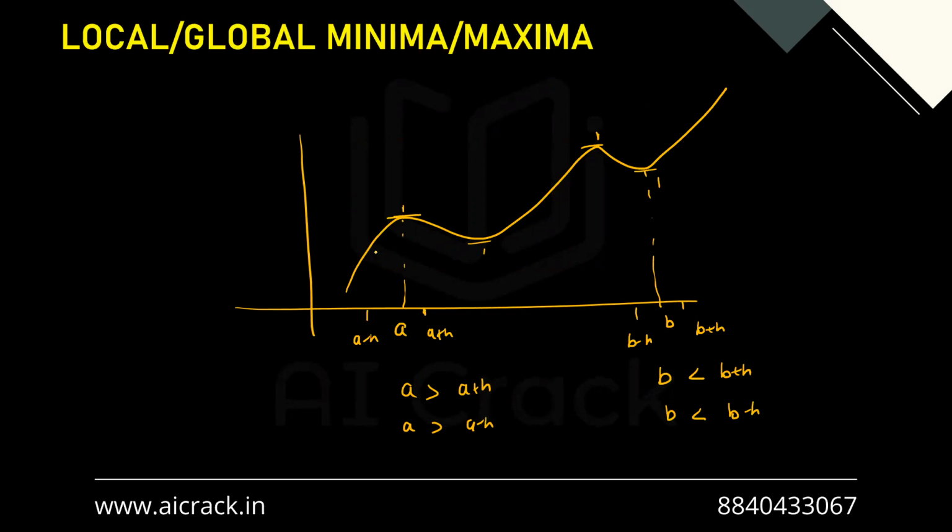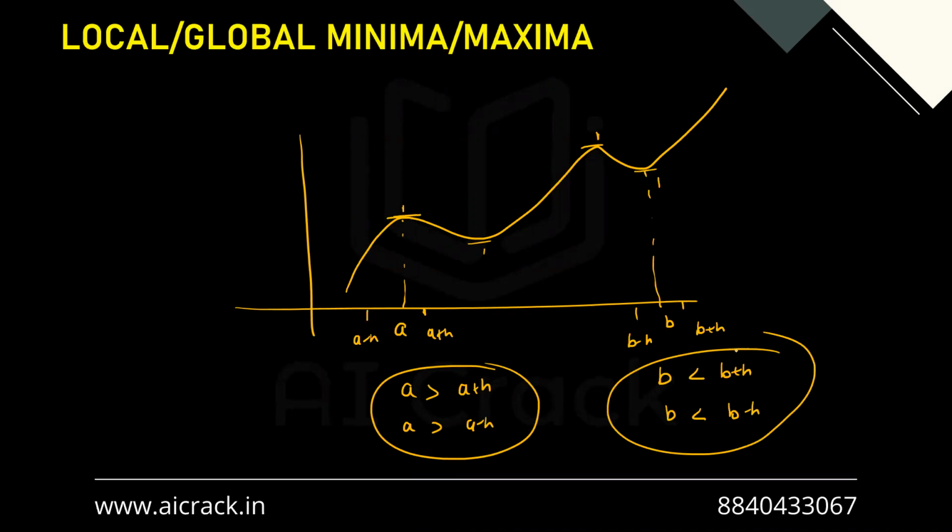Now, what do we observe over here? We can see that there can be multiple local minima and local maxima in a particular graph or function. It's not like we have just one local minima or one local maxima. We can have multiple local minima and maxima. All we want is this particular condition to be satisfied at a particular point. Then we can define it as a local minima or maxima, right?